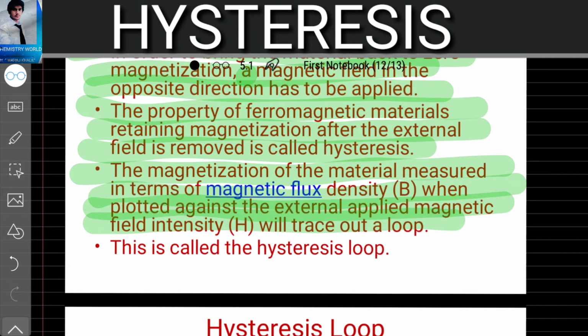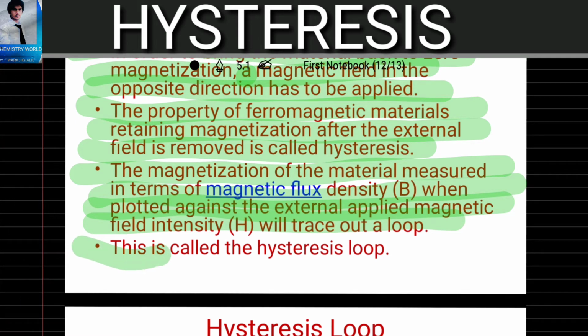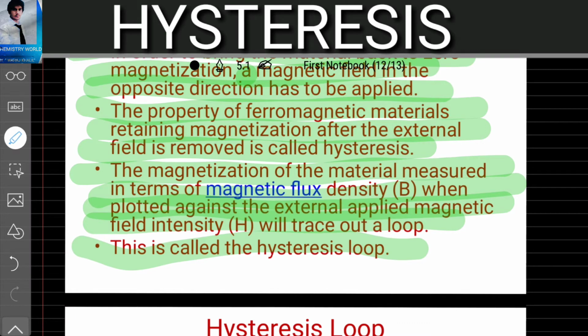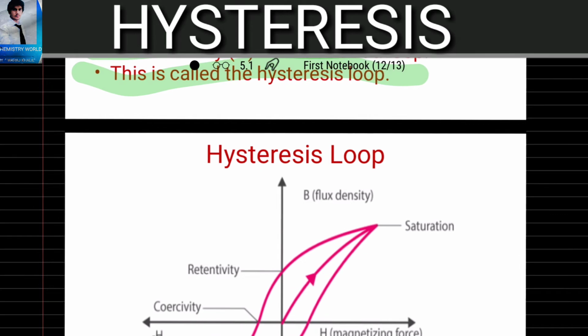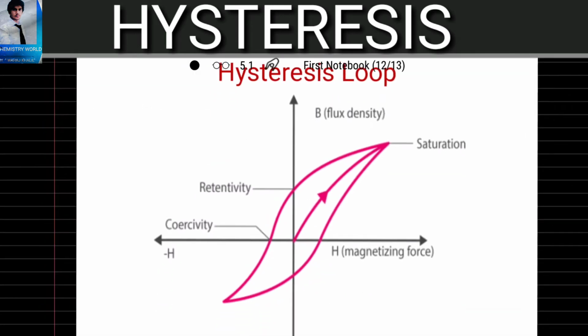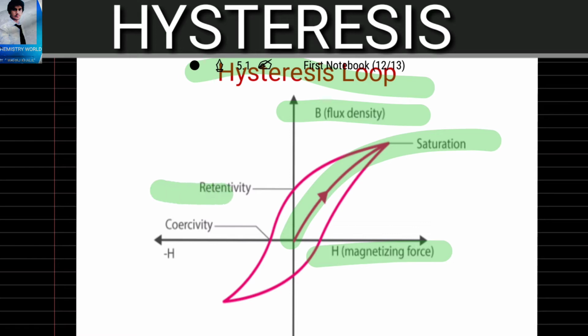So this is called the hysteresis loop. We can show it with a figure, a diagram, or a graph. This is our hysteresis loop. Here H is the magnetizing force. This is our saturation. B is the magnetic flux density and R is the retentivity. Then there is coercivity, and minus H is the magnetizing force in the opposite direction.